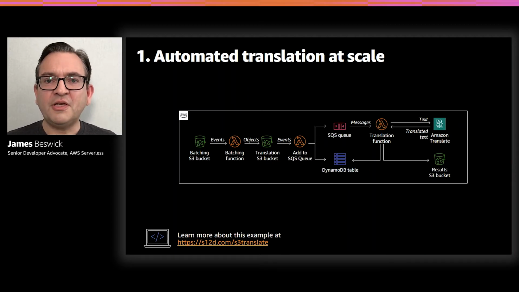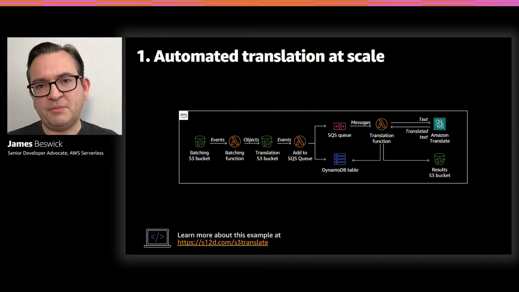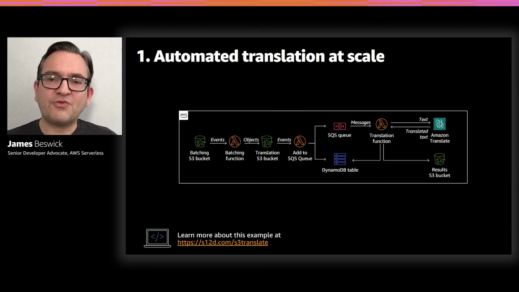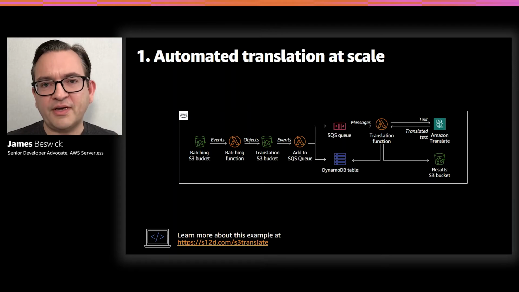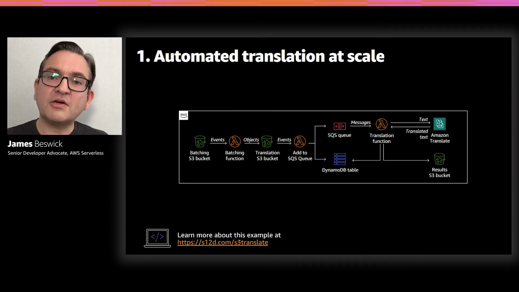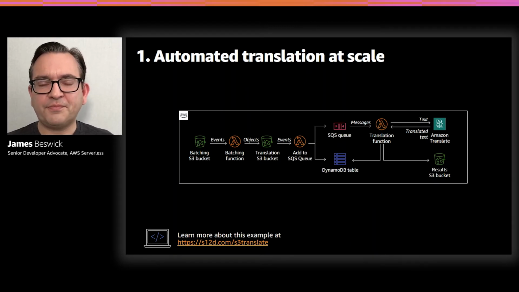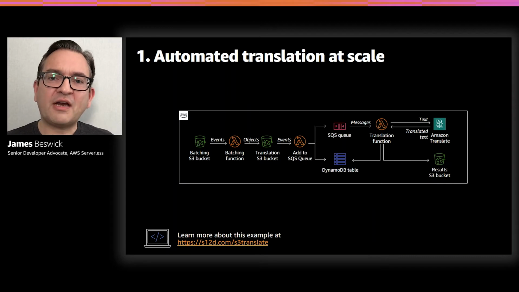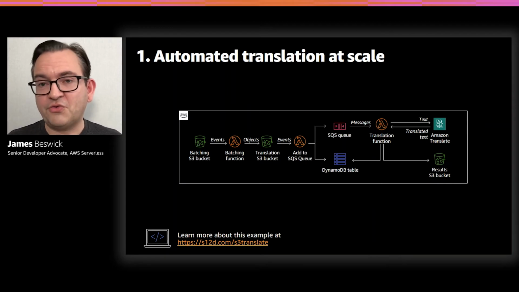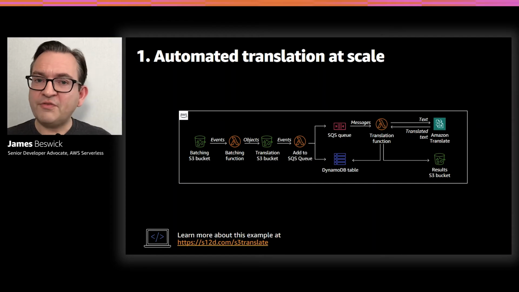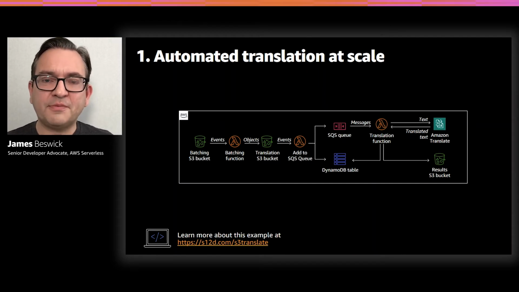The batching function breaks these files into smaller parts, saving these in the translation S3 bucket. This is needed because the translate service limits each individual request to 5,000 characters. When an object is saved in this translation bucket, this invokes the add to queue function. This then writes the message to an SQS queue and logs the item in a DynamoDB table. The DynamoDB table keeps track of the item to know if it's new or it's already translated, so that provides state for all of the items that are flowing through this app.